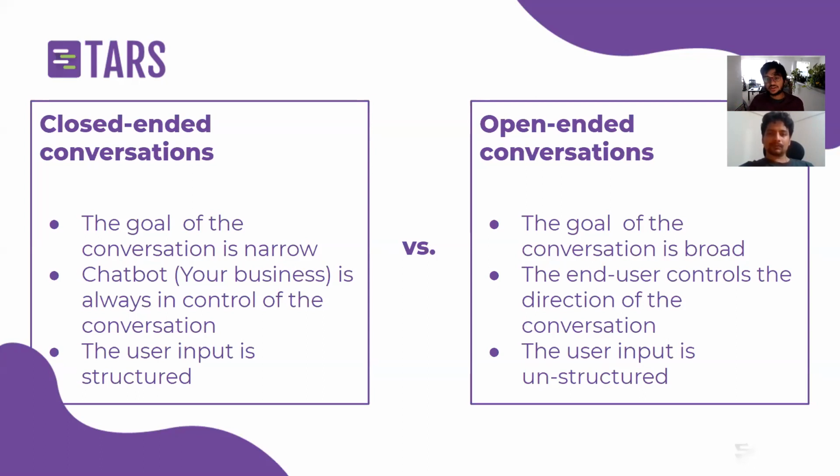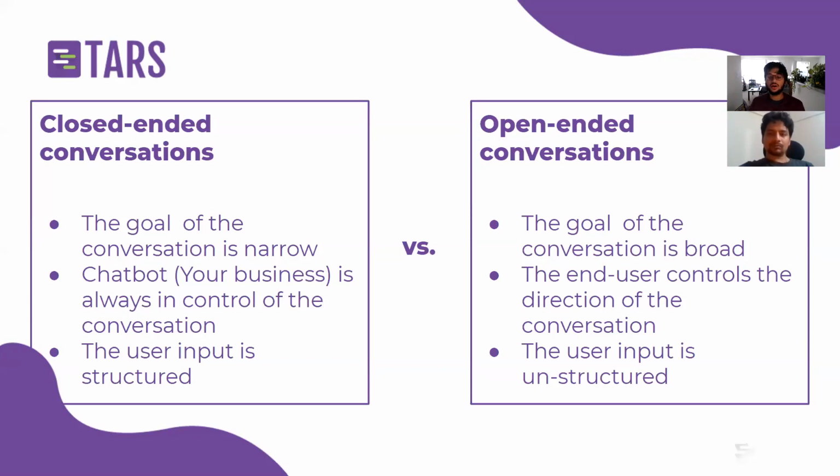Now, on the other end of the spectrum, we were talking about open-ended conversations. In an open-ended conversation, as we mentioned, the goal is broad. Every single customer support query that comes in to your chatbot is completely different from every single other one in the way that it's phrased. They might be going after similar topics. The user controls the direction of the conversation.